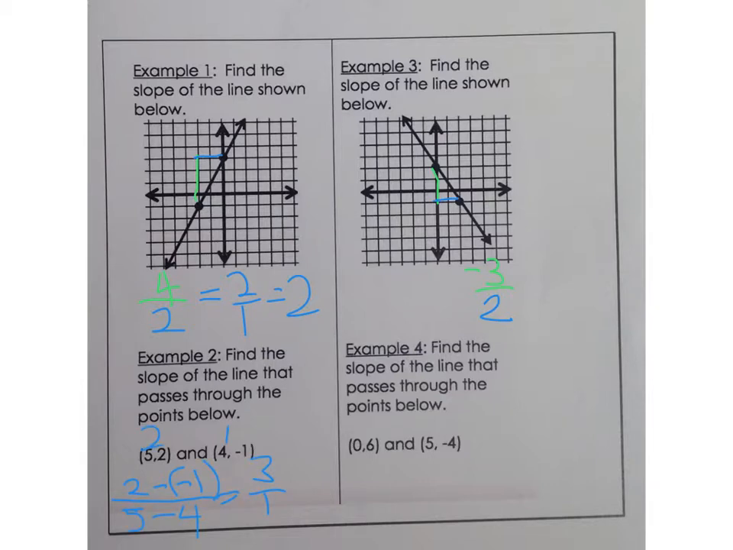So on this first one, it's going to be 2 minus negative 1 over 5 minus 4, so that's a slope of 3 over 1, or just plain 3 if you want to call it that.